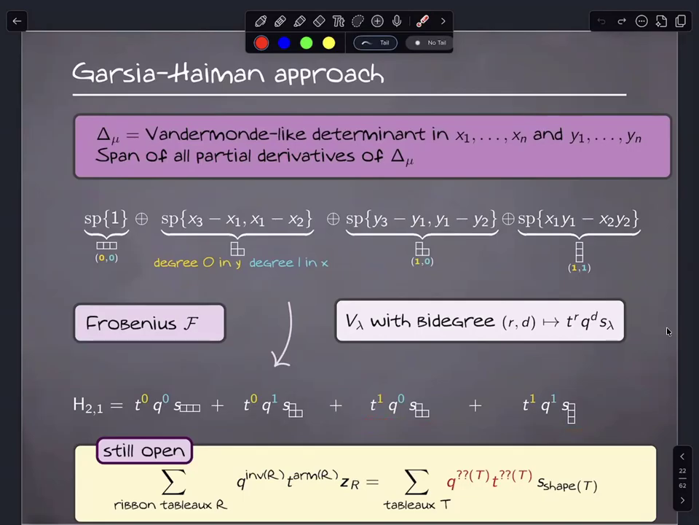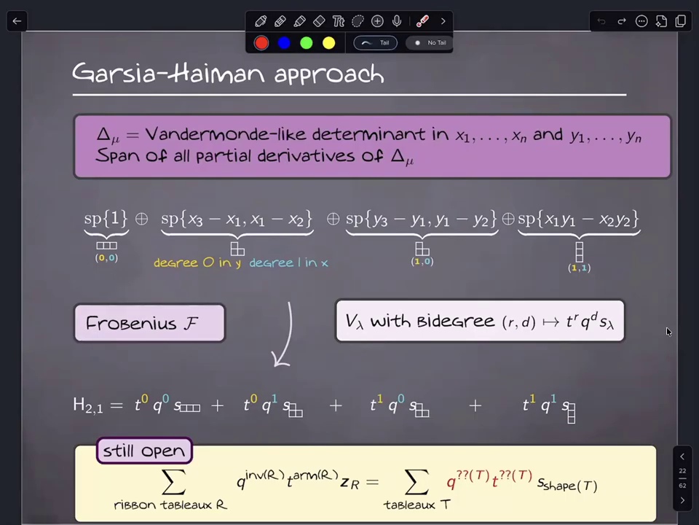The Haglund-Haiman-Loehr formula says the modified Macdonald is the sum over the tuples of tableaux with arms and inversions. Is there a combinatorial way to prove what these coefficients are by associating some T power and Q power to each tableau? It's like, you know, it has to exist. But anyway, it's still open. So that's a hard problem.